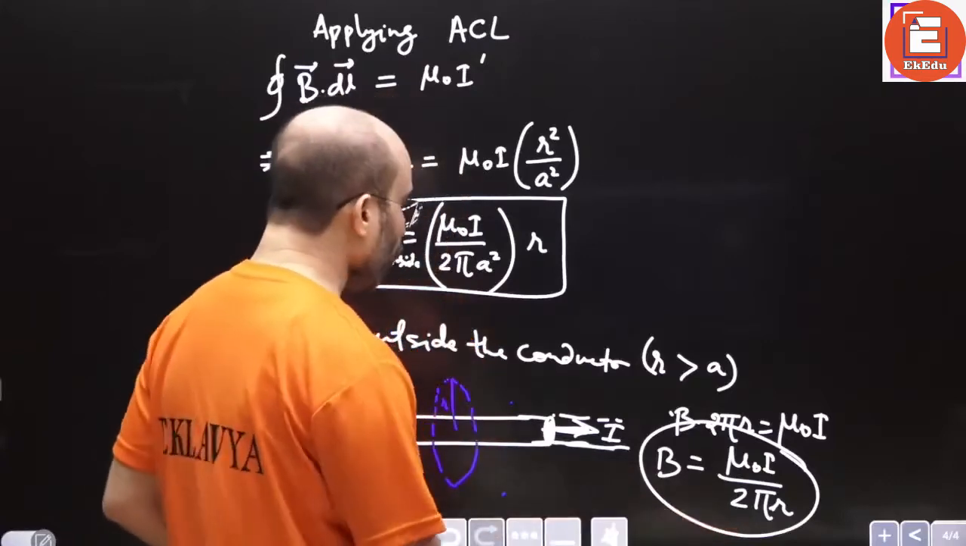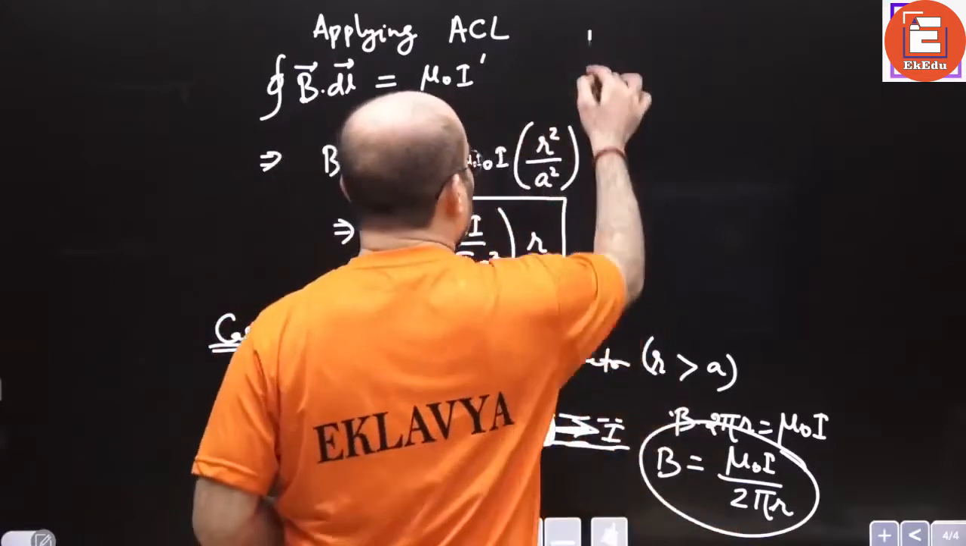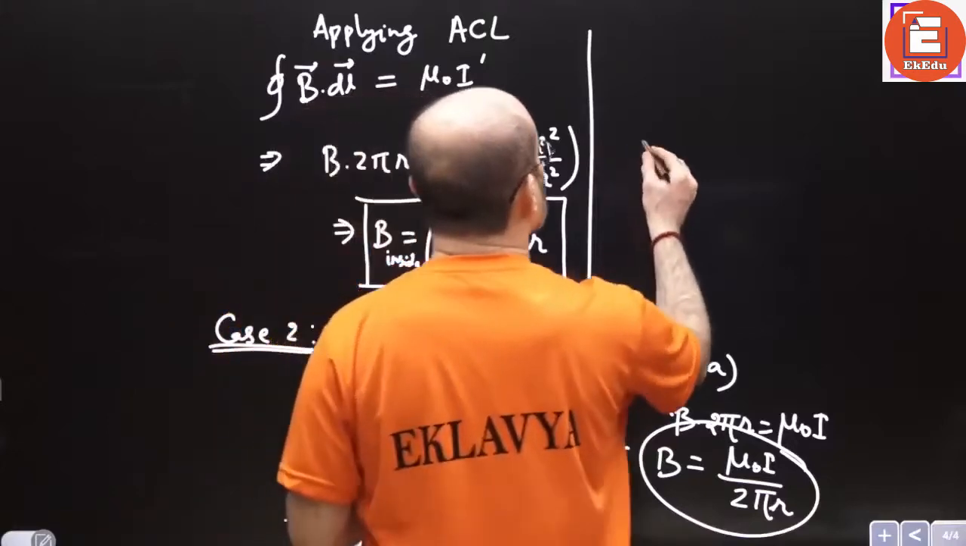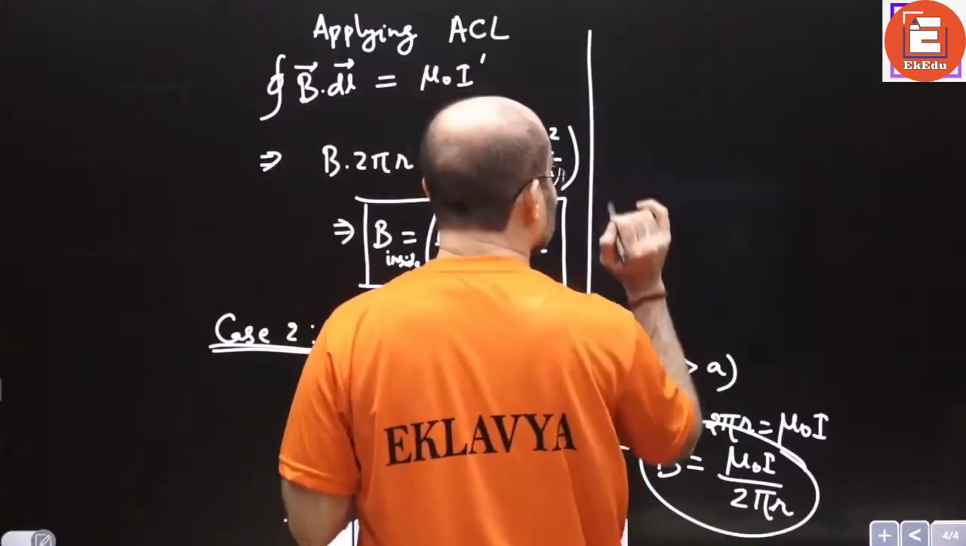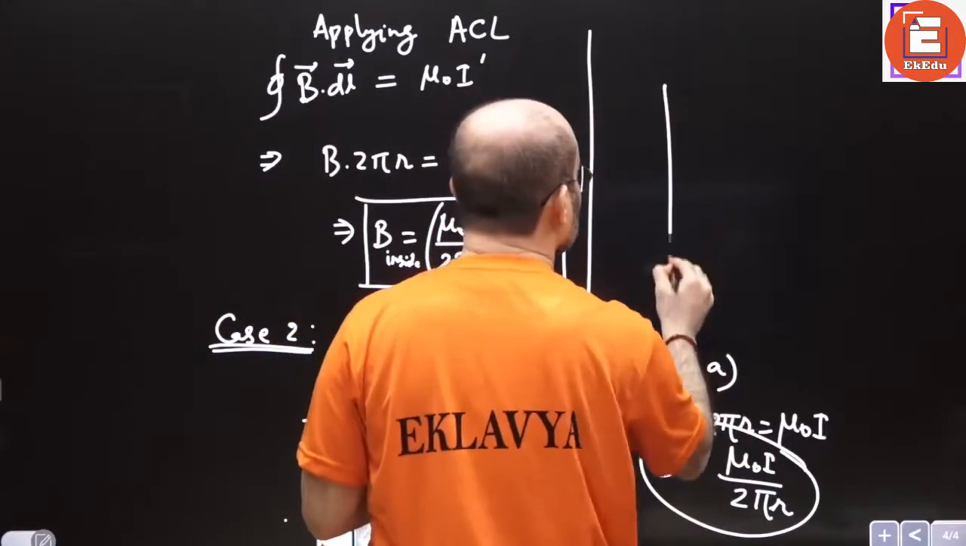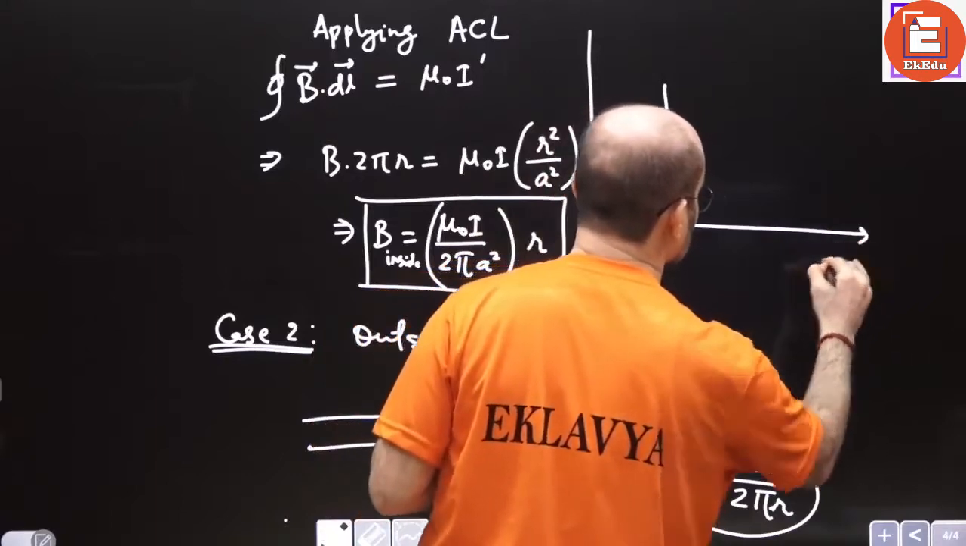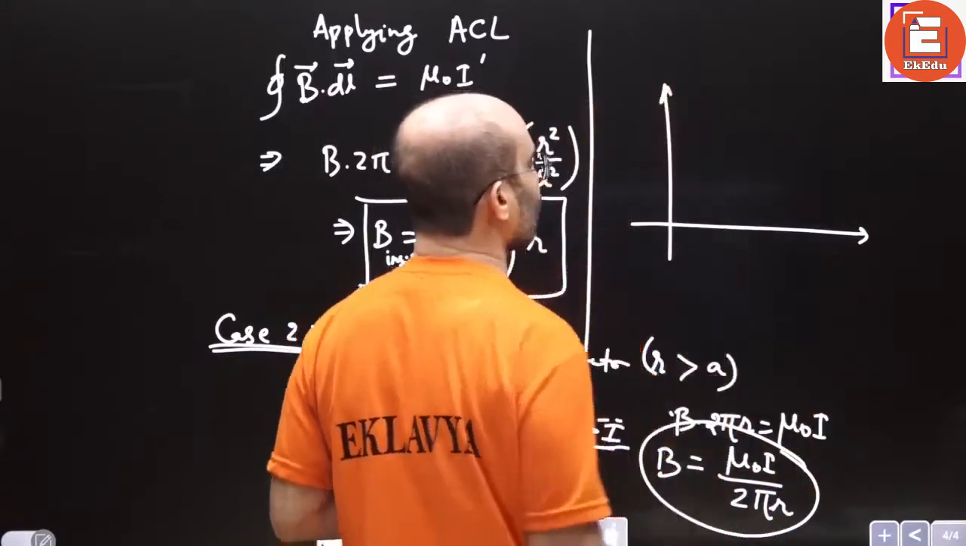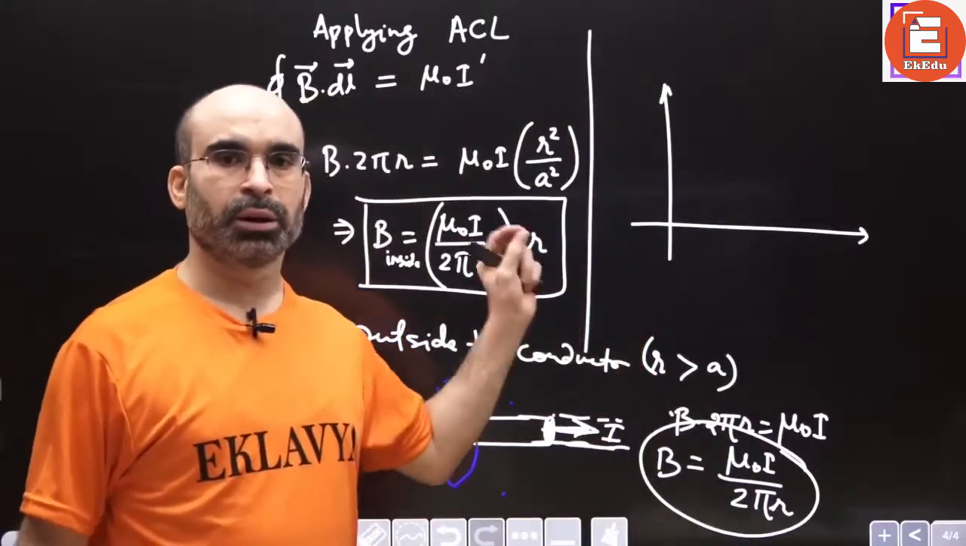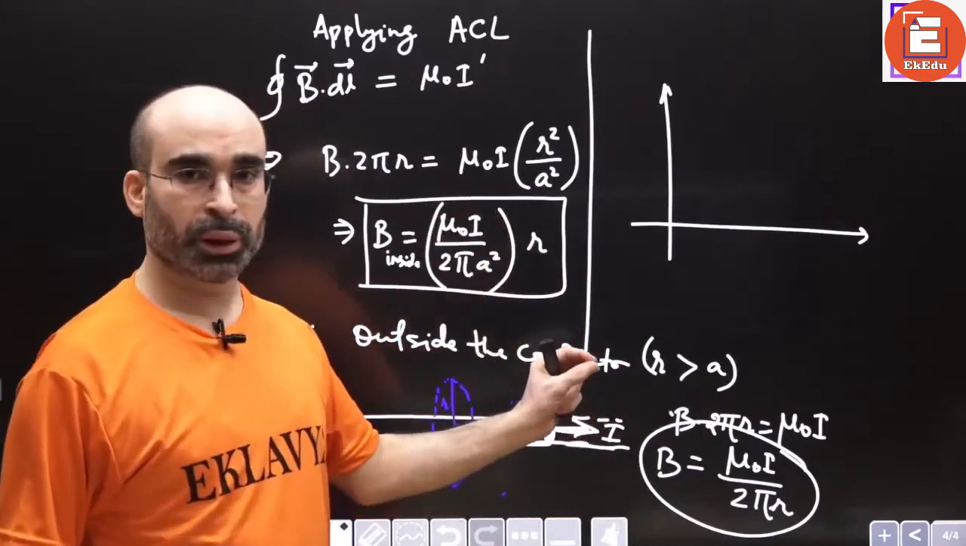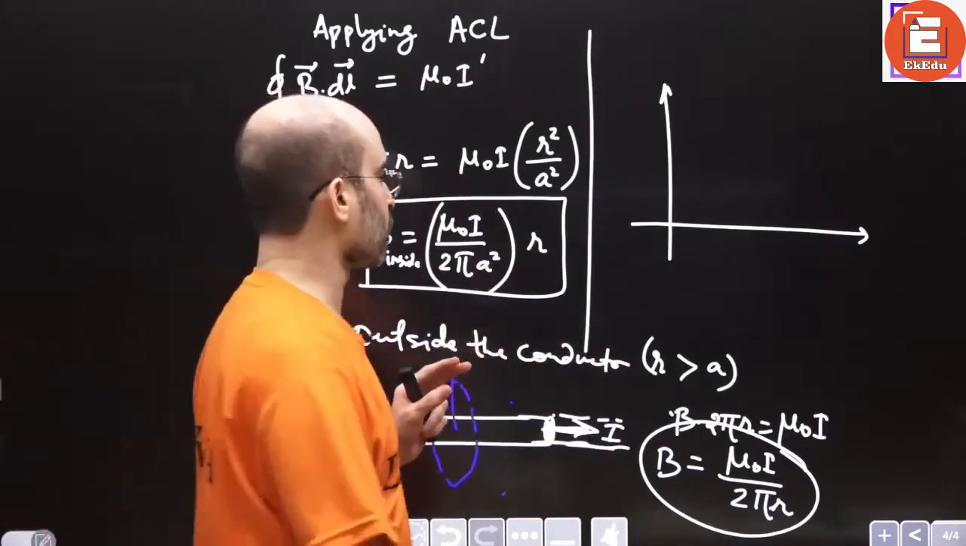Okay. So if you plot it, think of how it is going to be inside the conductor, and how it is going to be outside the conductor. This question was asked in NEET 2019. Okay. So this is very important.